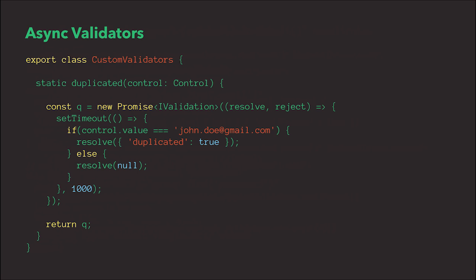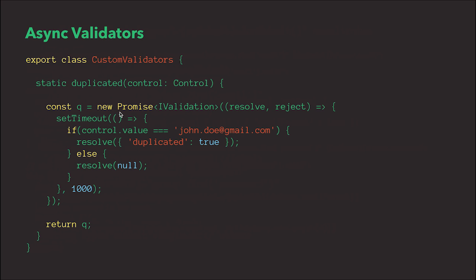Along with synchronous custom validations, you can also build out asynchronous validations, very much like Angular 1. In Angular 1, for asynchronous validations, you return a promise instead of null or an object. In Angular 2, you do exactly the same thing. So you start off by defining the method that is the validation. In our case, we're calling this duplicated.